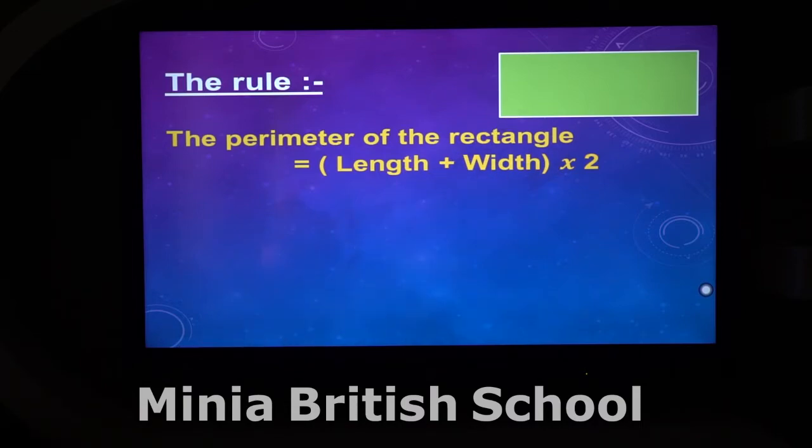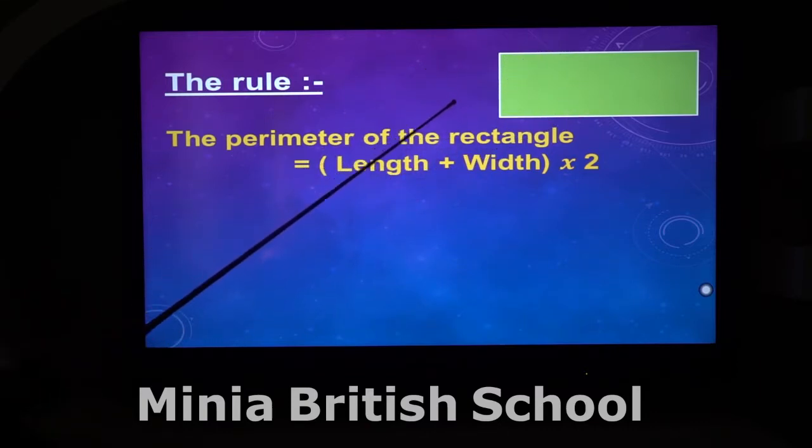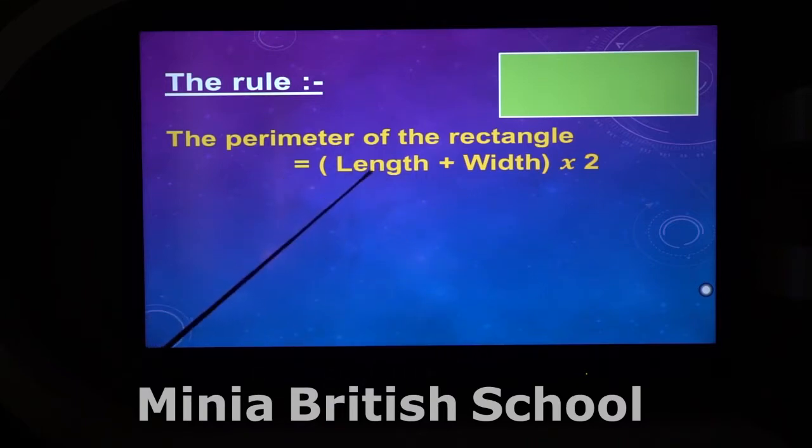Why times 2? Because we said before in the first term, each 2 opposite sides are equal in length. This one is equal to this one, and this one, this short one, is equal to this one. So instead of writing this side length plus this side length plus this side length plus this side length, you have to keep the rule for any rectangle: length plus width, all of them times 2.